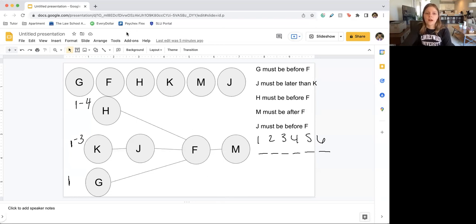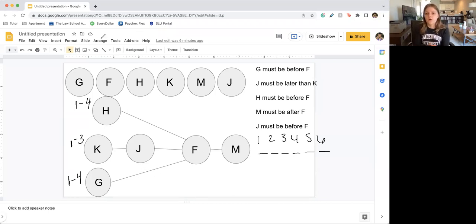And I'm going to figure out G. I'm going to follow my line. G is only connected to F, which is only connected to M. You see how I'm always moving forward. I'm not zigzagging back and forth. I'm only moving forward. So G has 2 variables that have to go after it, exactly the same as H. G has a range of 1 to 4.